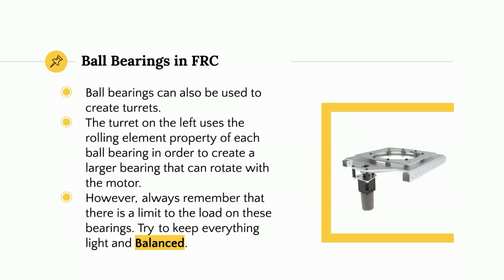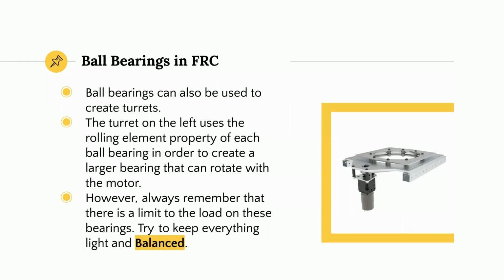So ball bearings in FRC. One of the best uses for ball bearings in FRC is actually using them to create turrets. The turret on the right uses the rolling element property of each ball bearing to create a larger bearing that can rotate with the motor. So essentially, like I said earlier, ball bearings use rolling elements, but we use ball bearings as a further rolling element in this turret, and it creates an even bigger bearing-like turret.